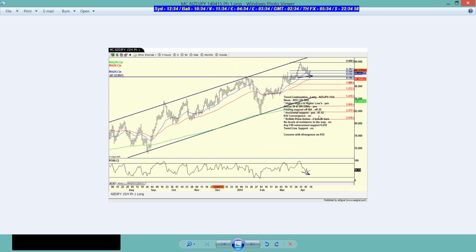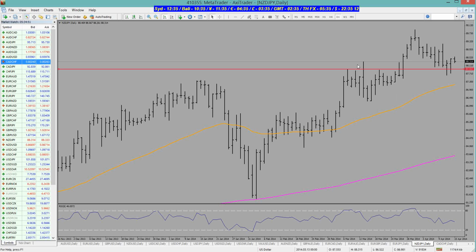High highs above, yeah. I'd say more that it has broken this horizontal and is retesting it. That's what I'm liking. No trend line support, no. But what I really like is they've broken this and it's now retested and bounced off it.